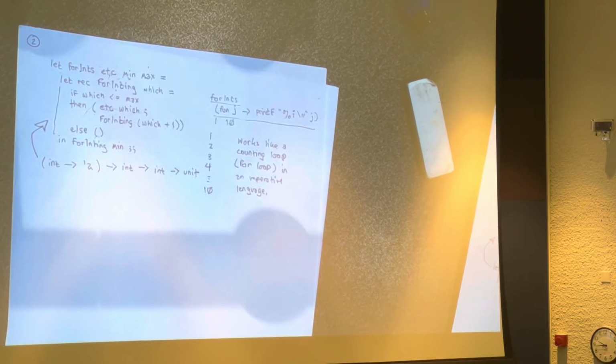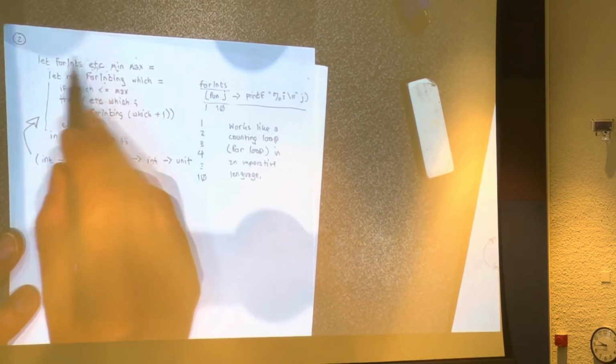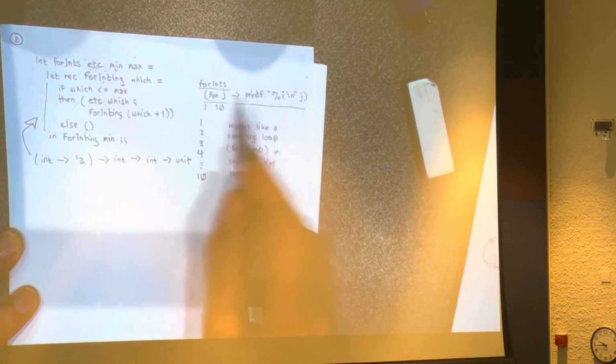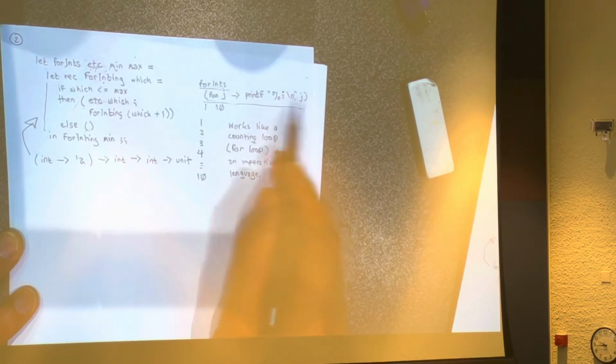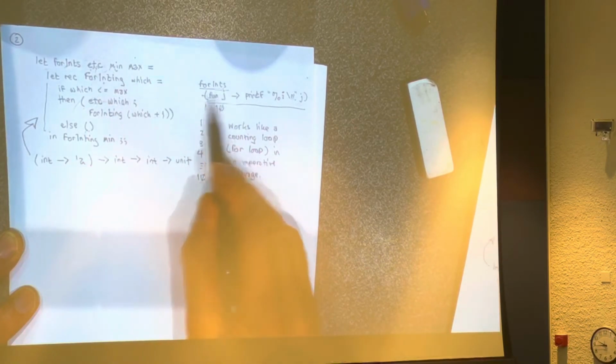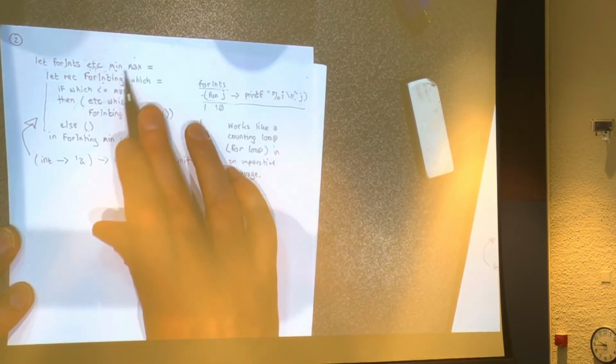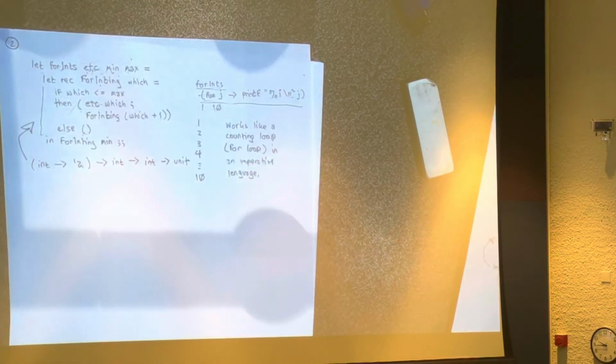Was etc declared somewhere else? etc is declared right here. It's an argument to for ints. So what's happening is when I call for ints, I'm creating this anonymous function, and then inside of for ints, etc gets bound to that anonymous function, right? And then min gets bound to 1, and max gets bound to 10. So the point is that we can call functions with other functions in exactly the same way that we can call functions with any other value. Does that make sense? Other questions?